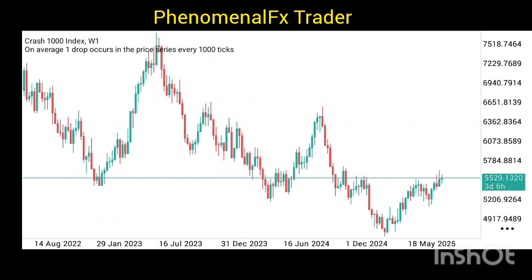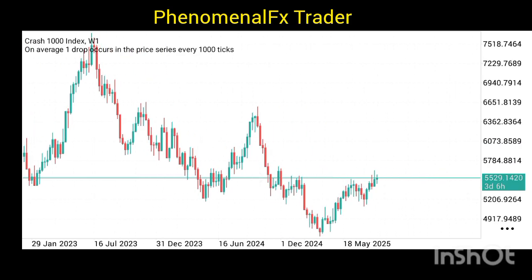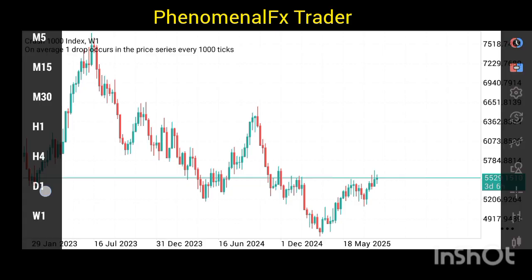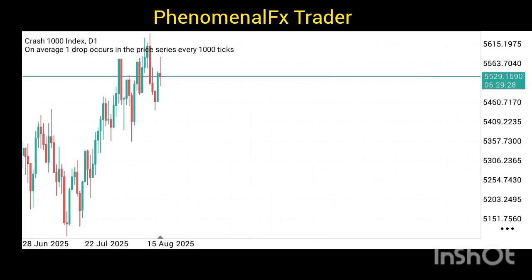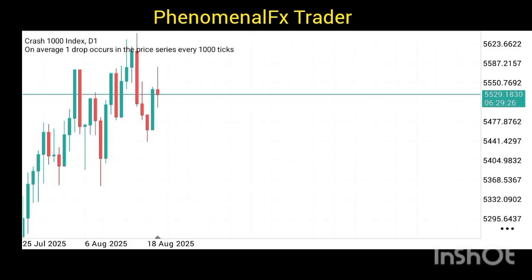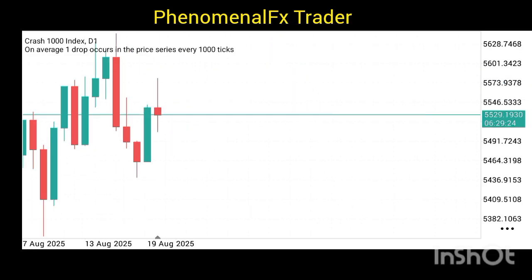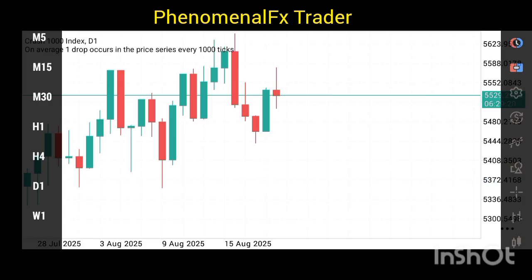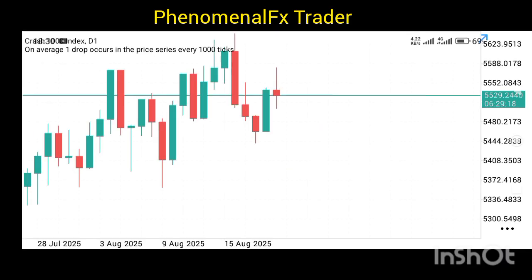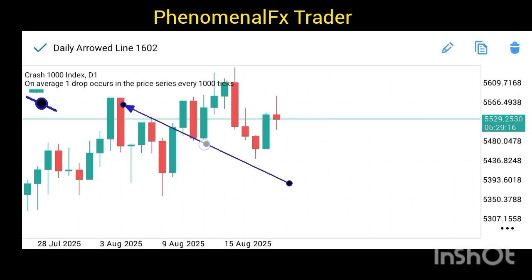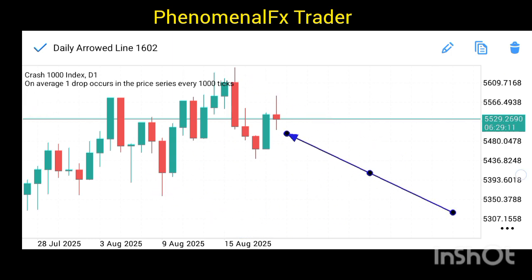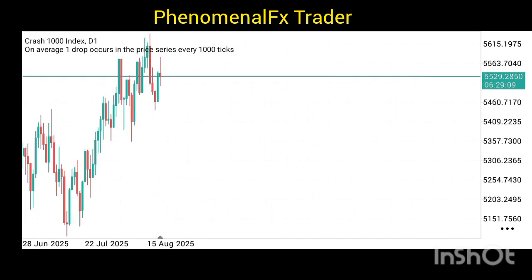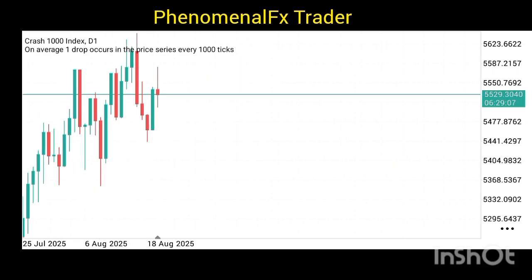First of all, looking at this pair on the weekly time frame, it is bearish. As you can see, it is bearish. So we go to the daily time frame. On the daily time frame, let me try to zoom in. We have a high here, this higher high, and I spotted this higher low. So all I had to do was quickly get the Fibonacci retracement tool.